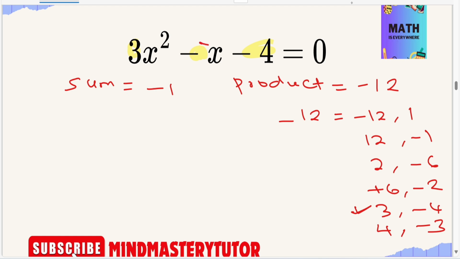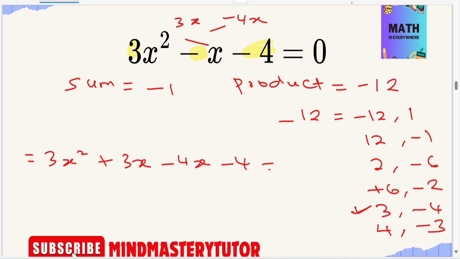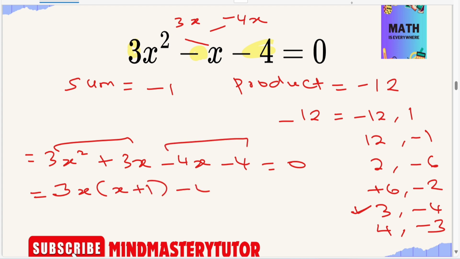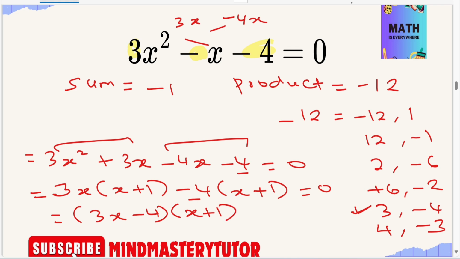So yamaanisha hii negative x taibadilisha iwe positive 3x na negative 4x. So utazileta hapa, utaandika 3x squared plus 3x minus 4x minus 4 equal to 0. So your common factor hapa ni 3x into bracket x plus 1. Common factor hapa ni negative 4 into bracket x plus 1 as well. Kwa sababu negative 4 divided by negative 4 itakuwa positive 1 equal to 0. So ukizileta pamoja itakuwa 3x minus 4 into bracket x plus 1 equal to 0.